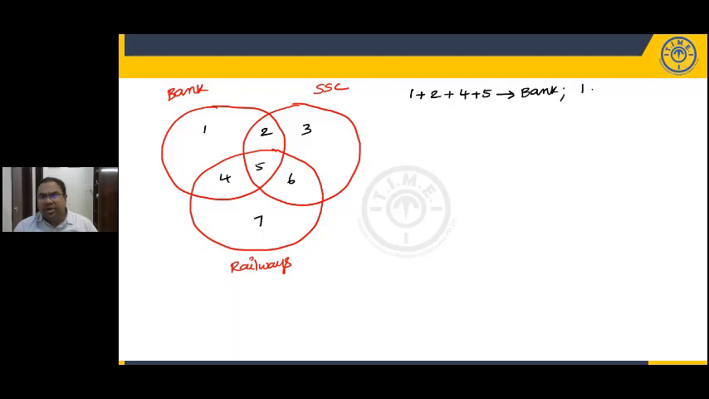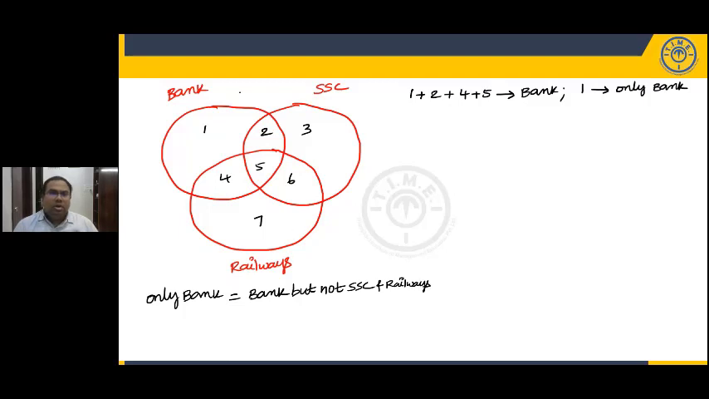What is 1, ma? Only bank. See here, I can say only bank. It is same as bank but not SSC and railways. Bank is the circle but not SSC and railways. Remove SSC and railways, so I'll get this, right?